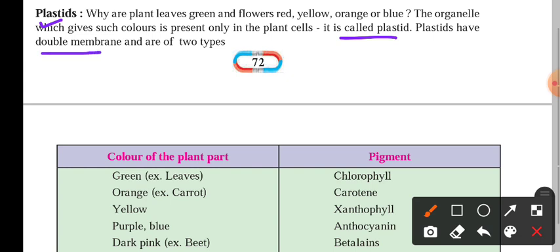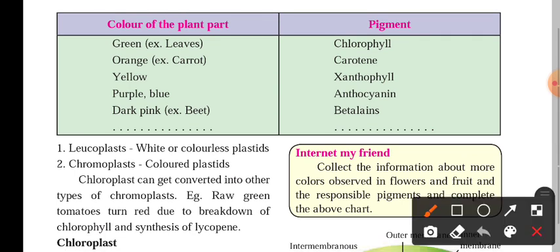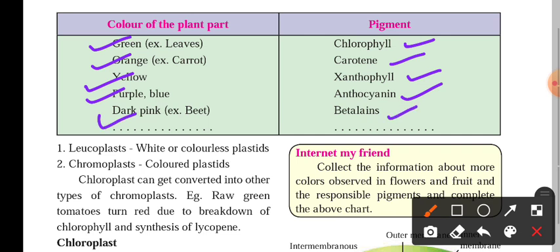Plastids have a double membrane and are of two types. Further, they have given different examples: the green color of the leaf is because of chlorophyll, orange is because of carotene, the yellow color is because of xanthophyll, purple and blue are because of anthocyanin, and dark pink is nothing but betalains.